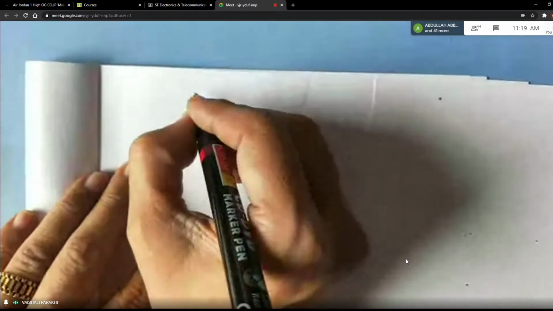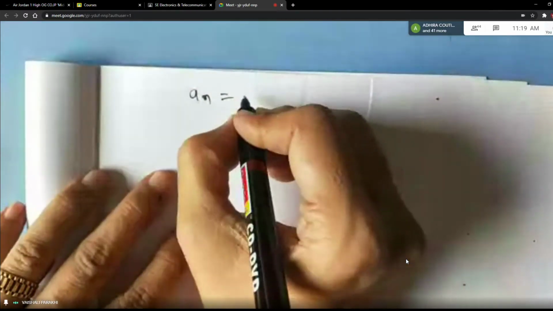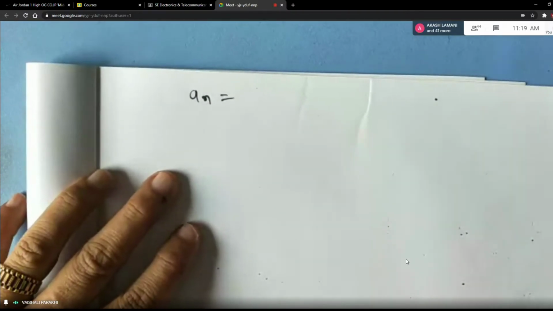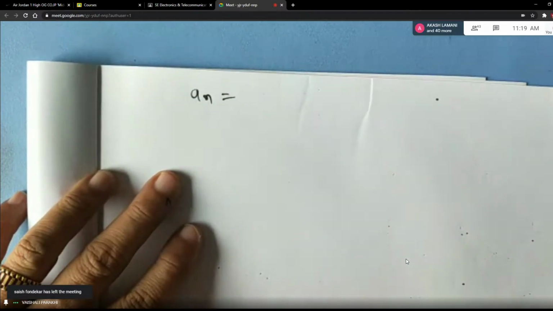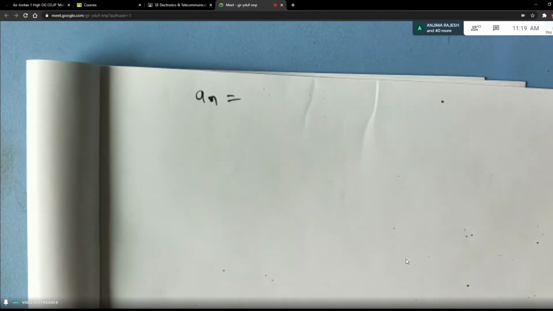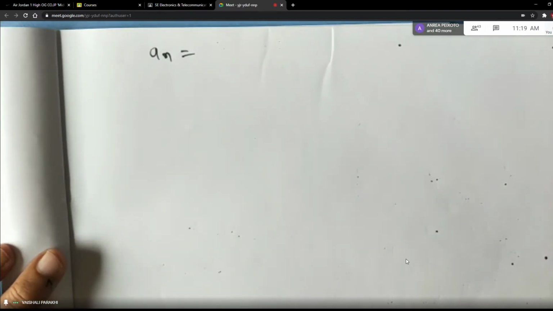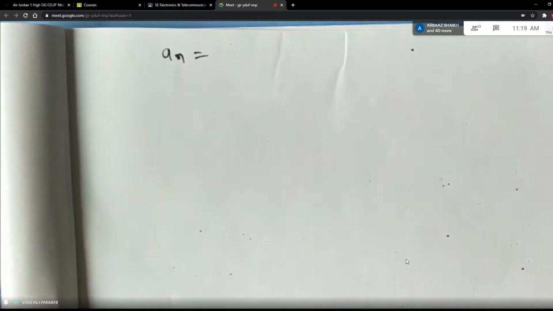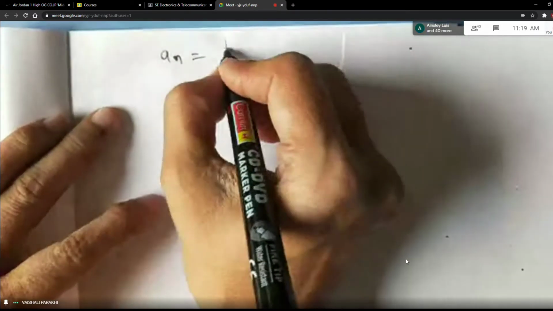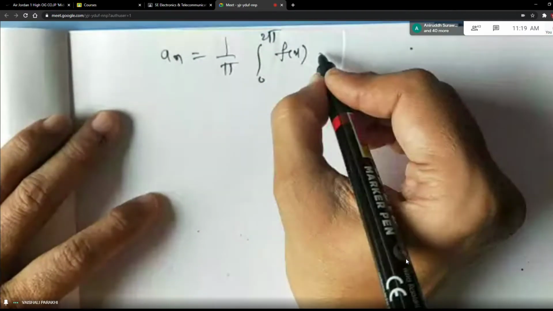Now let us find an, students. First write basic formula for an, okay? Your limits are from 0 to 2 pi. So what is the formula for an? Brittany, can you tell what is the formula for an? 1 over pi, integral 0 to 2 pi, f of x into cos of nx dx.